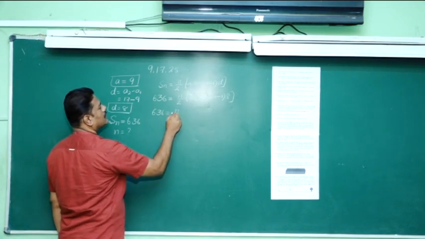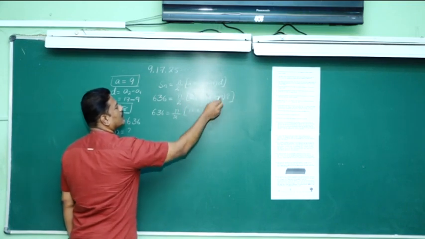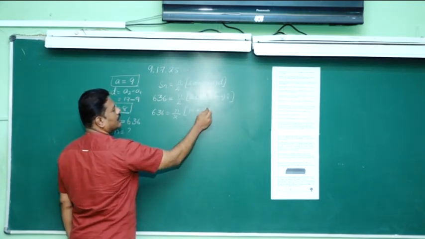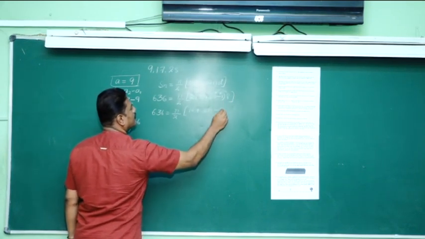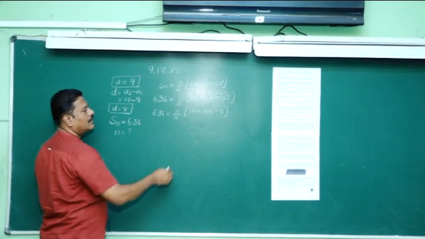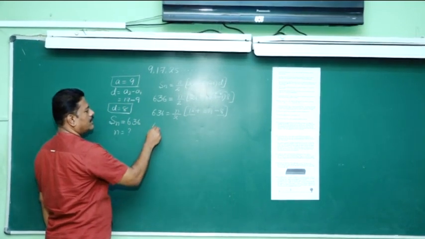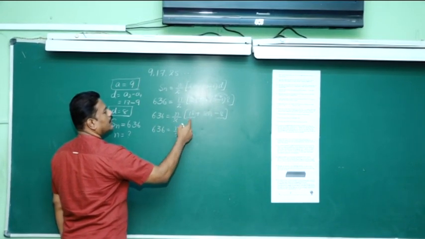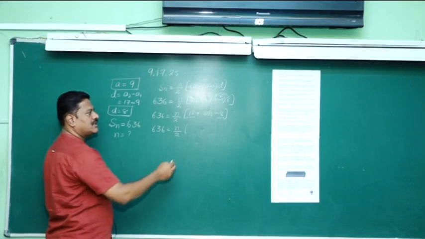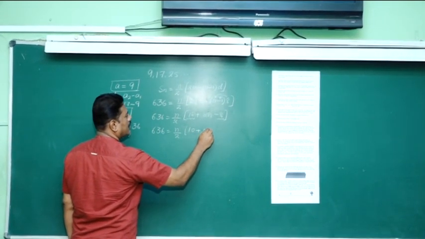636 equals n by 2 into (2 nines are 18, and you remove the bracket here, 8 into n is 8n, plus into minus, minus 8 ones are 8). Now you can simplify 18 and minus 8, so it will become 636 equals n by 2. What is 18 minus 8? It is 10. 10 plus 8n.